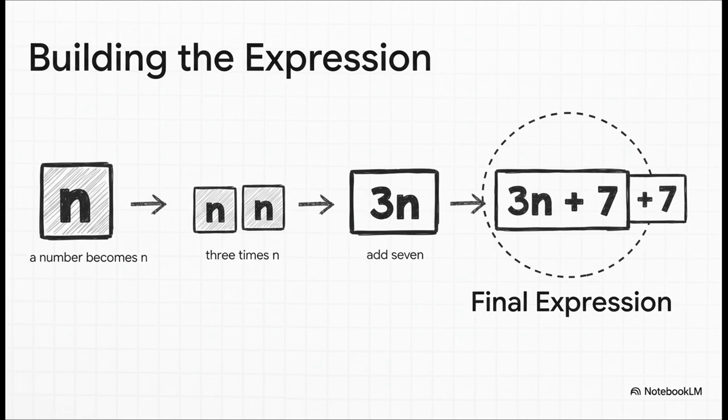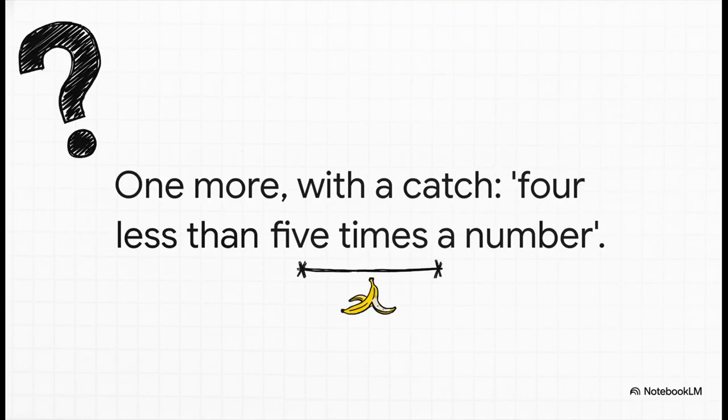Let's just use n. 3 times a number? Well, that's pretty straightforward. That's 3n. And 7 more than? That just means we add 7 to whatever we already have. You put it all together and bam, 3n plus 7. Okay, let's try one more.